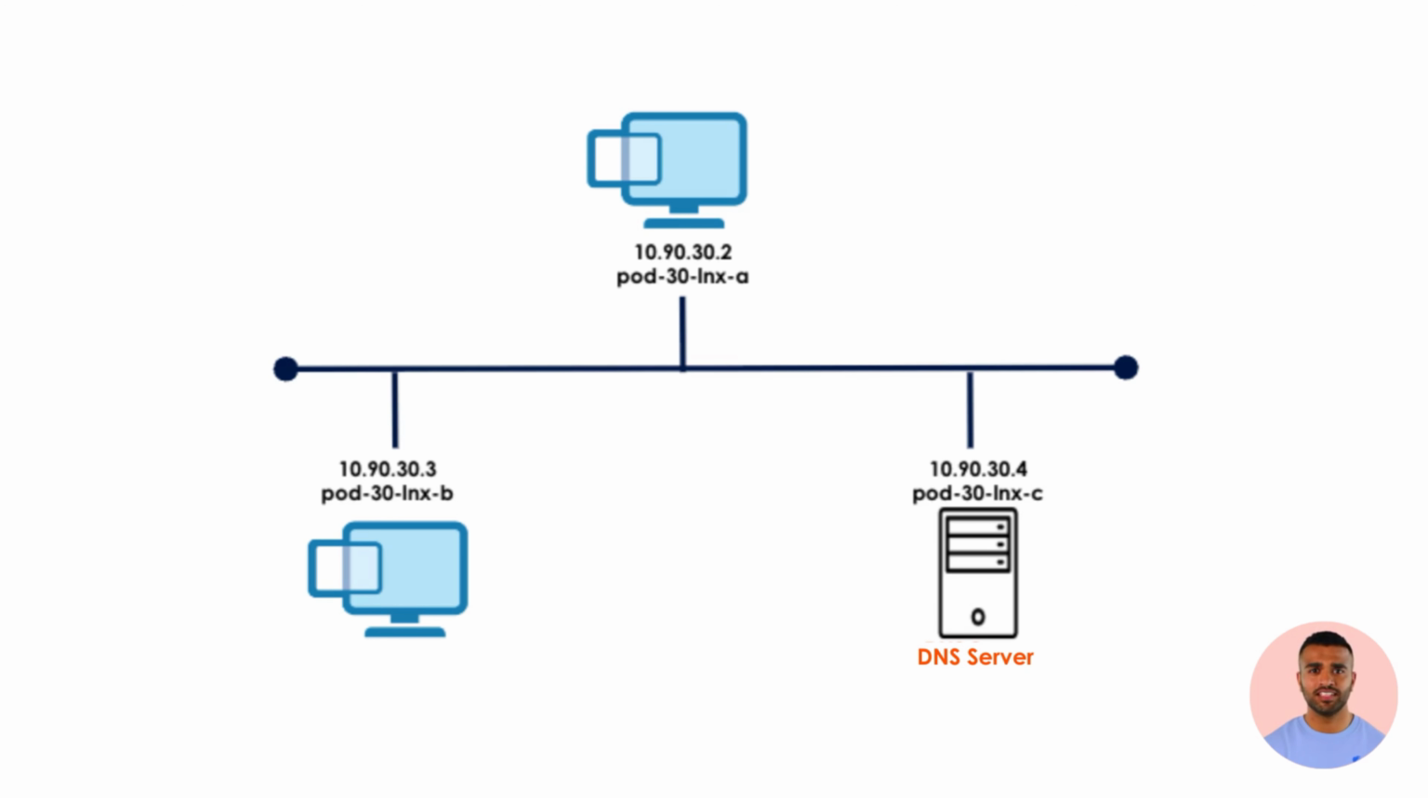We have 3 VMs in 10.90.30 network. Linux A, from where we will verify to check if our DNS is working as configured. For Linux B, we will create a DNS entry. This is the VM Linux A will reach using FQDN. And Linux C is our DNS server. Let's first quickly verify they can talk to each other.